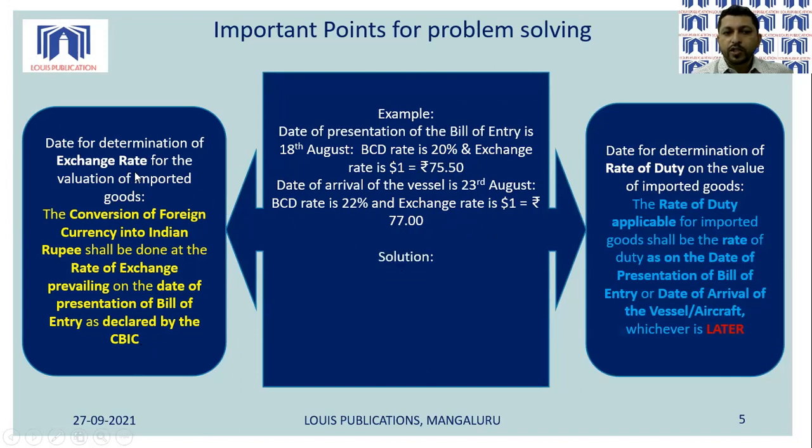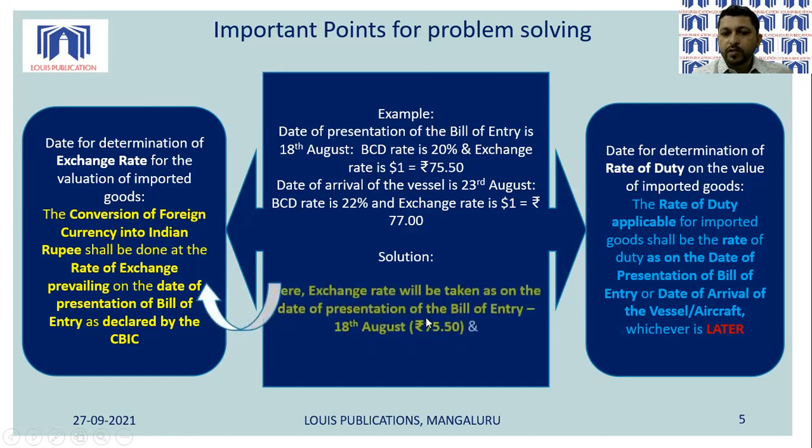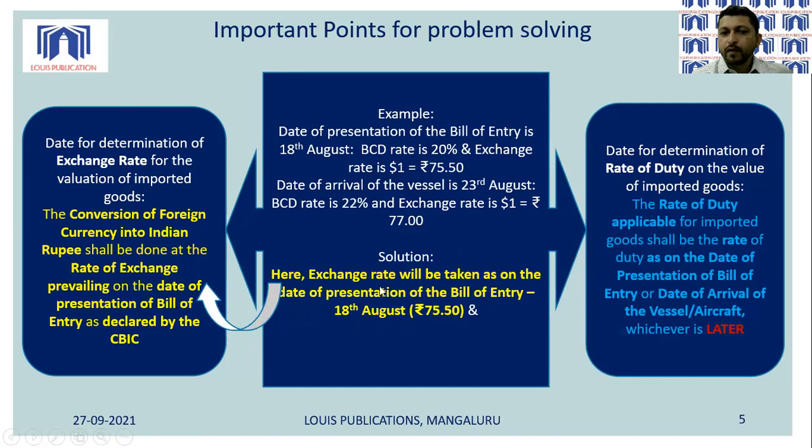The exchange rate will be the rate of exchange prevailing on the date of presentation of the bill of entry. On 18th August, the exchange rate is 75.50. So for currency calculation, 75.50 will be taken. But when it comes to the date of determination for the rate of duty, it is either the bill of entry presentation date, 18th August, or the arrival of the vessel date, 23rd August, whichever is later.